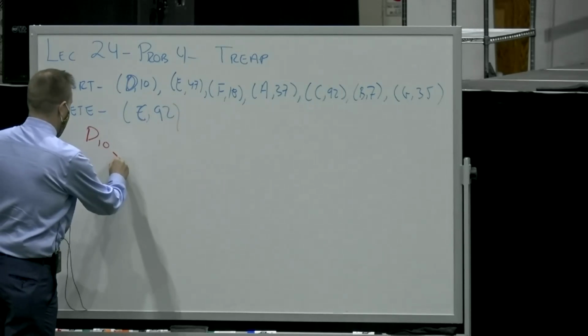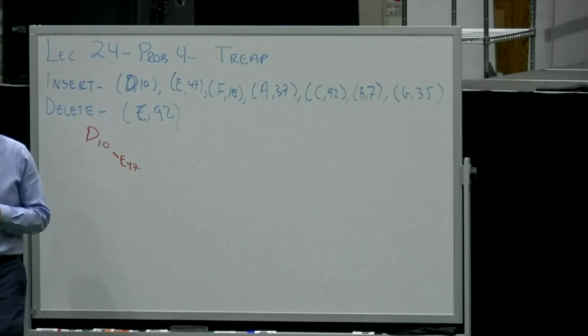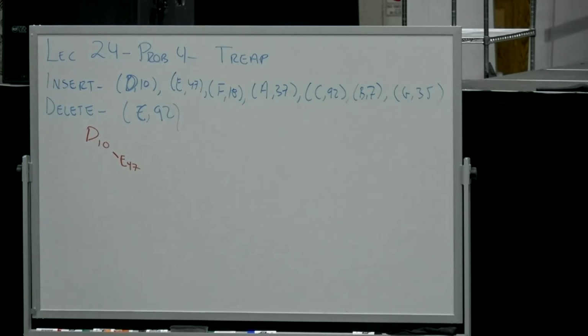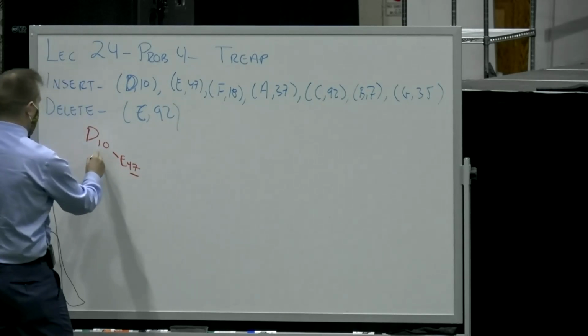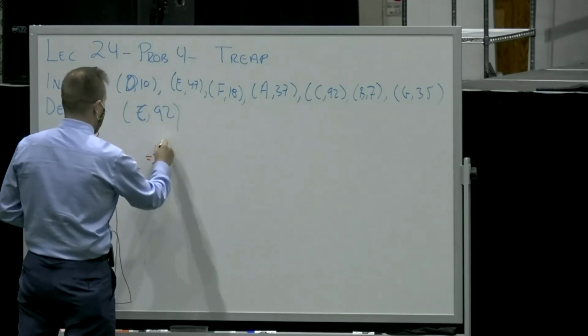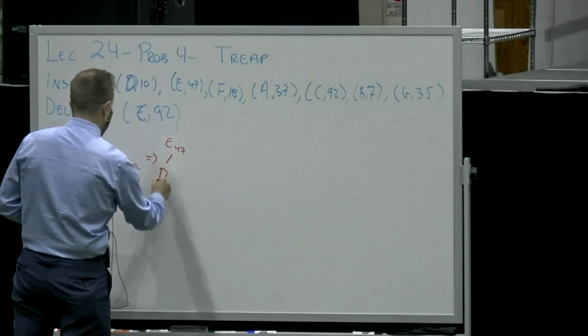So initially, I put in E47 like this. So what should I do next? What's the next step I should take in order to get this tree up? Yes. You had your hand up. Absolutely right. We got to rotate this because 47 is bigger than 10. So this way, E47 comes up here and D10 comes down here.